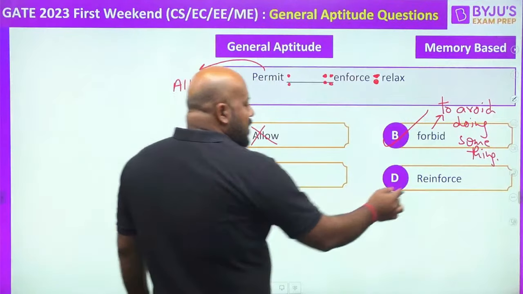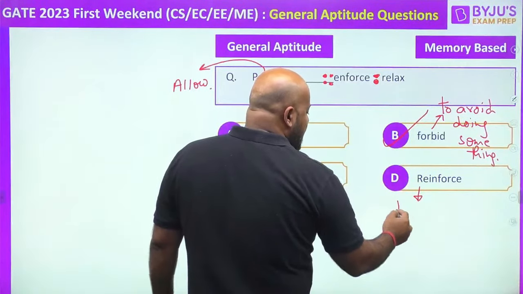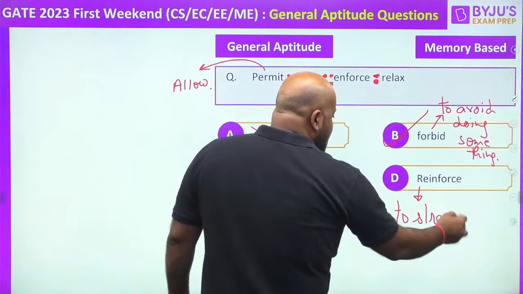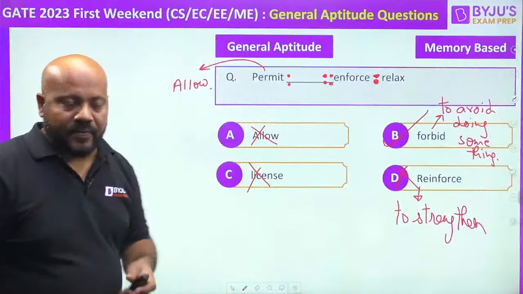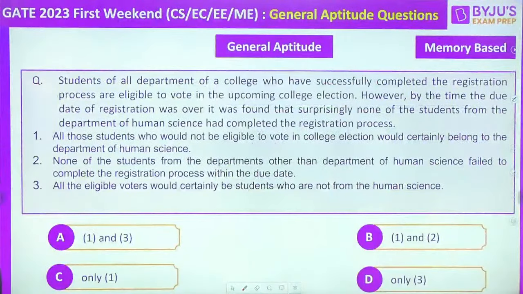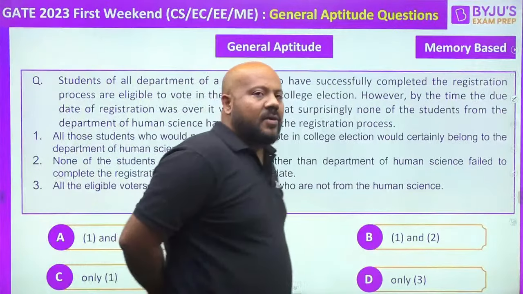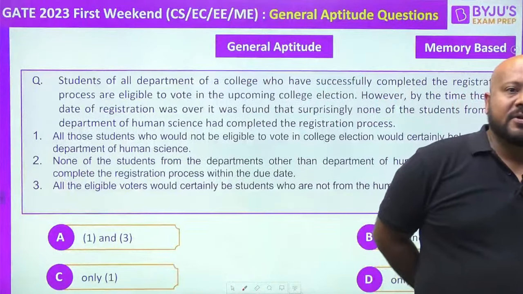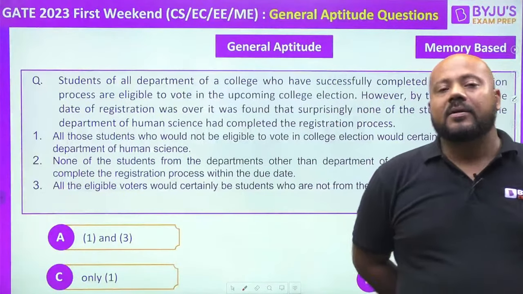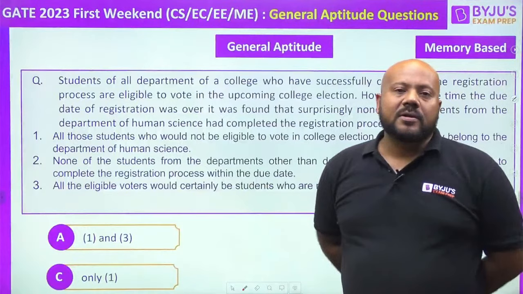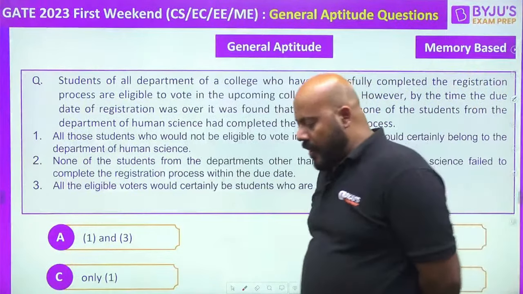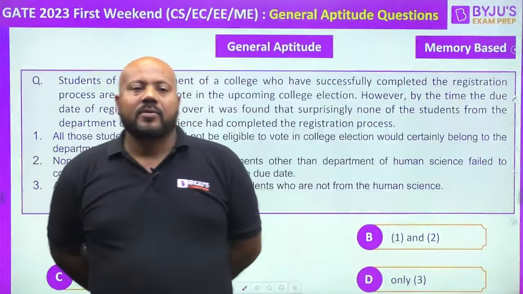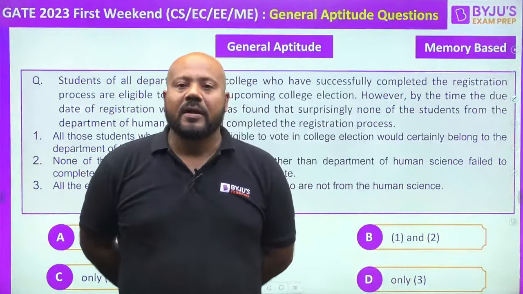License is wrong. Reinforce is wrong. Reinforce means to strengthen. But this is wrong because you have to find the opposite word. Next question. Now again this was a reading comprehension question, and if you see, these questions are not actually grammatical questions. Forbid means to avoid something or to prohibit something which is not allowed.